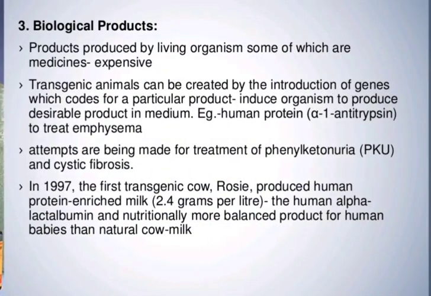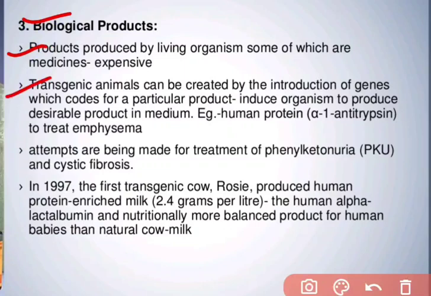And next one is the biological product. What is the implication of transgenic animals here? Products produced by living organisms, some of which are medicines. Some medicines are expensive, so we study how they are produced by living organisms. For that experiment we need transgenic animals. Transgenic animals can be created by introducing the genes which code for a particular product, inducing the organism to produce the desirable product in the medium.